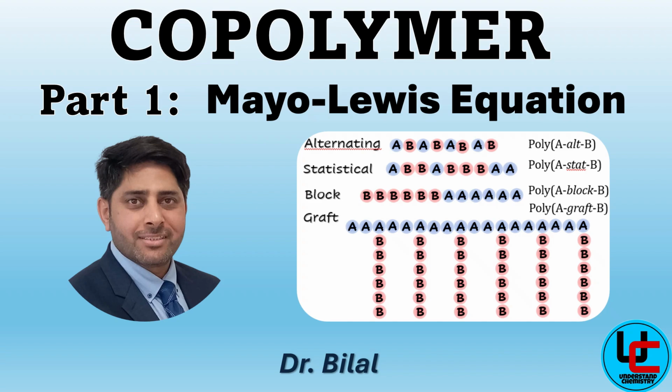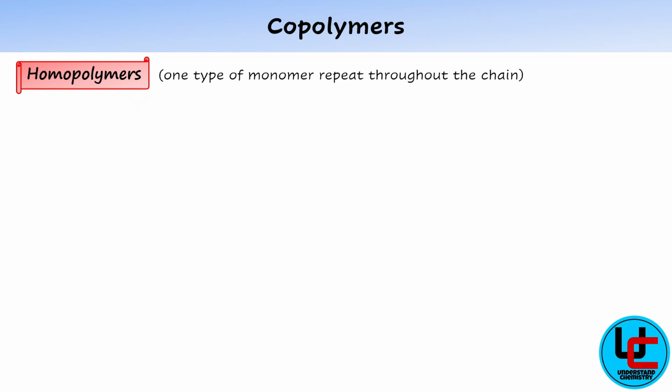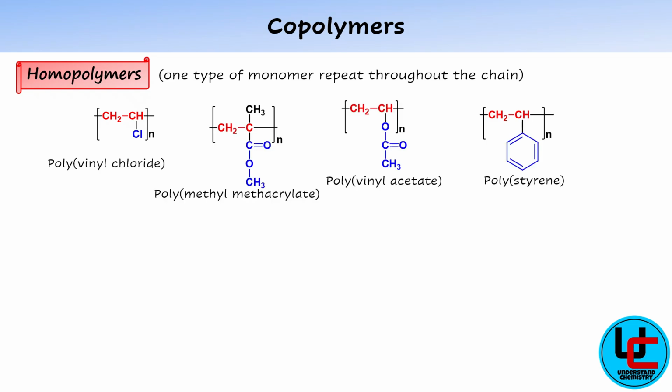Let's get started. Let's begin by understanding the basic difference between homopolymers and copolymers. Homopolymers are made from a single type of monomer repeated throughout the chain. For example, polyvinyl chloride, polymethyl methacrylate, polyvinyl acetate, and polystyrene. All of these are built from just one type of repeating unit. Their properties are often predictable and uniform.